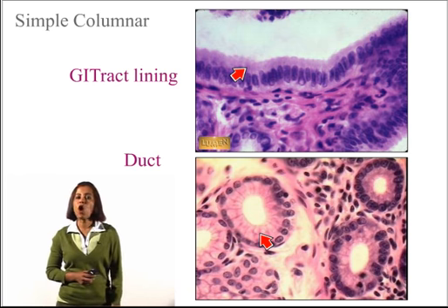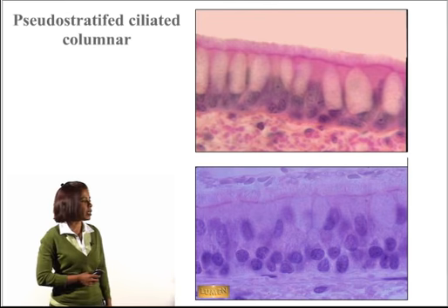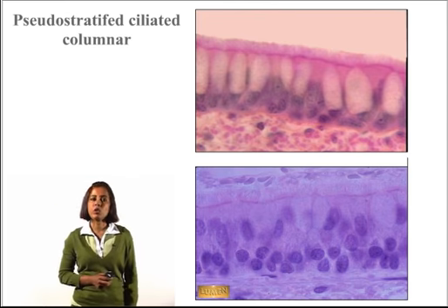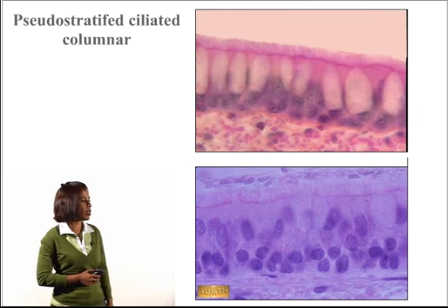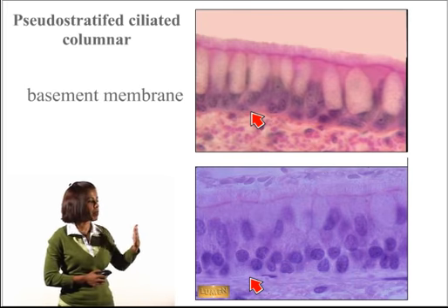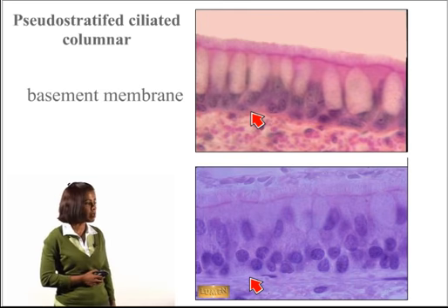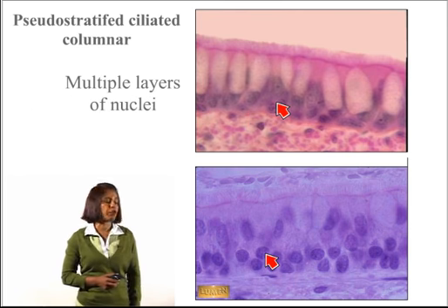Let's now move on to an epithelium which is called pseudostratified, and for your purposes, we are only going to be looking at pseudostratified ciliated columnar epithelium. Once again, you see the basement membrane, and if you look above the basement membrane, you can see that there seems to be an orderly arrangement of nuclei, so you know that that is where the basement membrane is. And then you see multiple layers of nuclei.